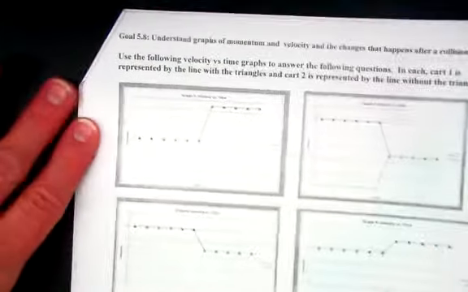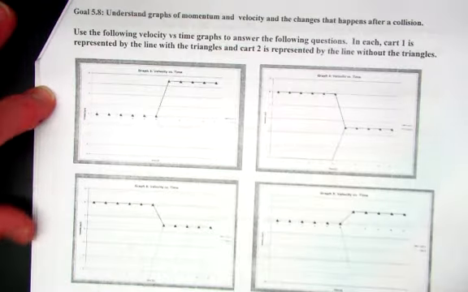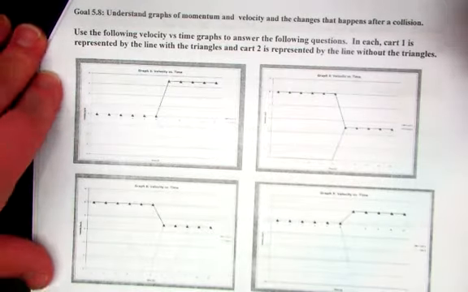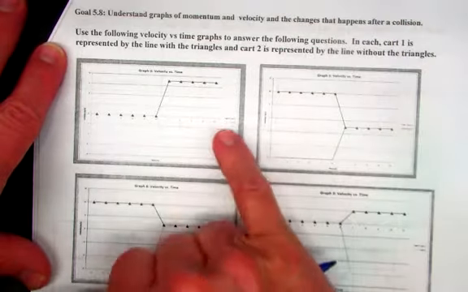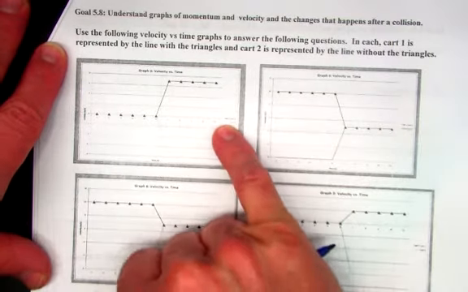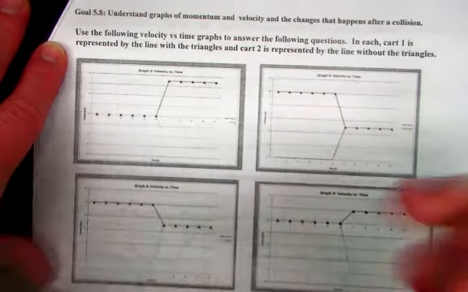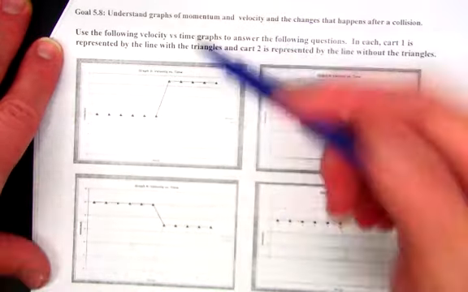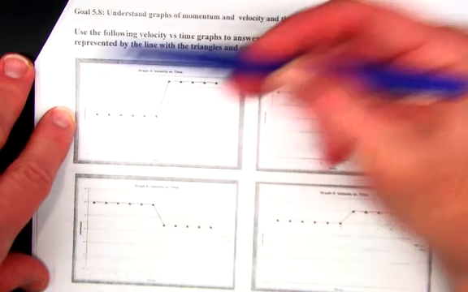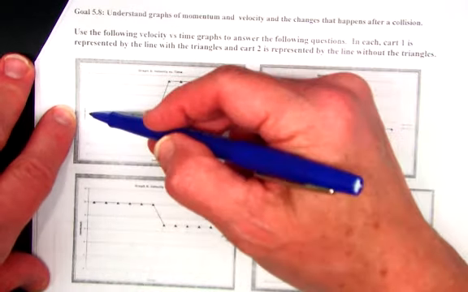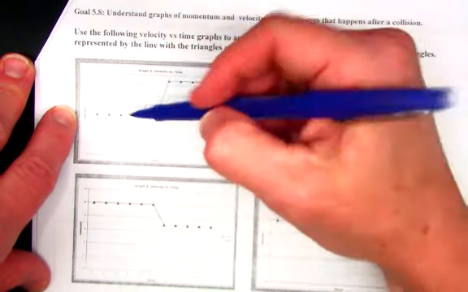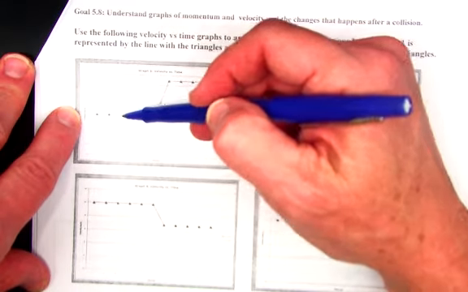Goal is to figure out how to read these graphs. So you need to understand what's going on here. Basically we have cart 1 and cart 2 represented with two different lines. Cart 1 and all of them has the triangles. In graph 3, what's happening is the velocity of the cart is 0 meters per second. So we can see cart 1 and 2 are lined up here right along the 0.